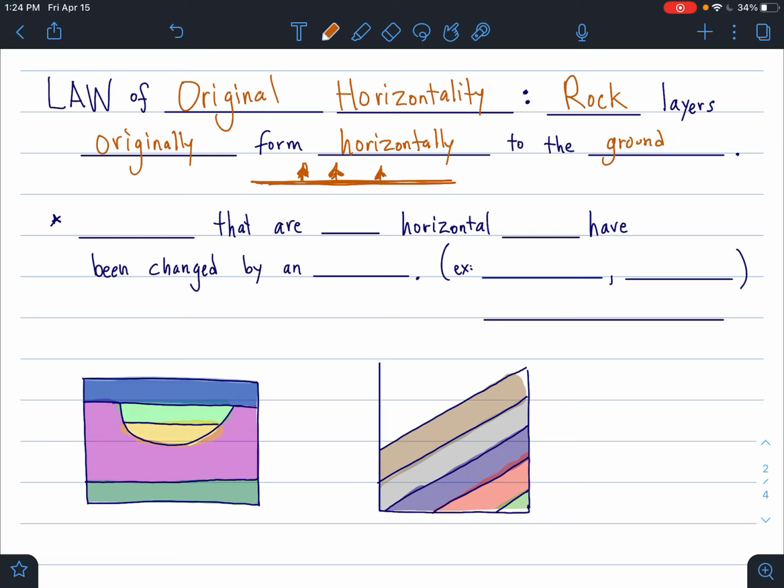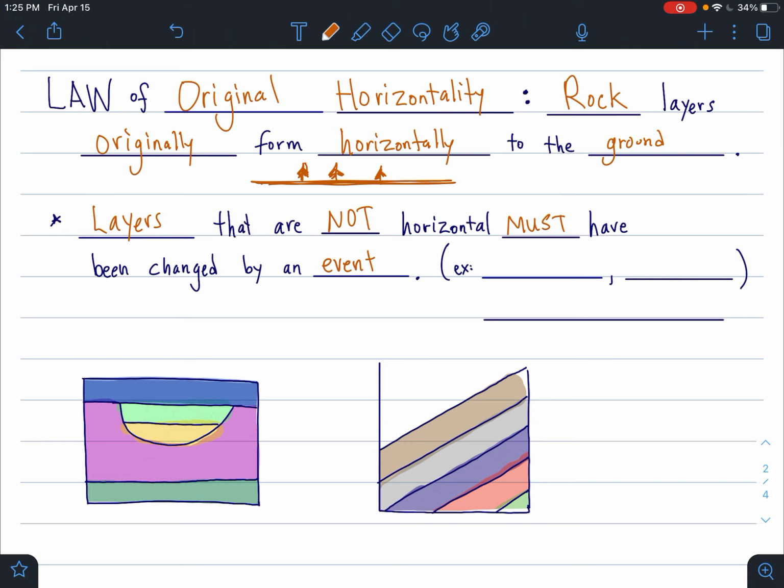So if you remember the sand activity that you did earlier, whenever you form a layer, it's going to form horizontally. You can't pile it up like a big tower and have things form around it. It all has to form in a horizontal fashion. Now, something that's important to know though is that layers that do not appear to be horizontal must have been changed by some type of event.